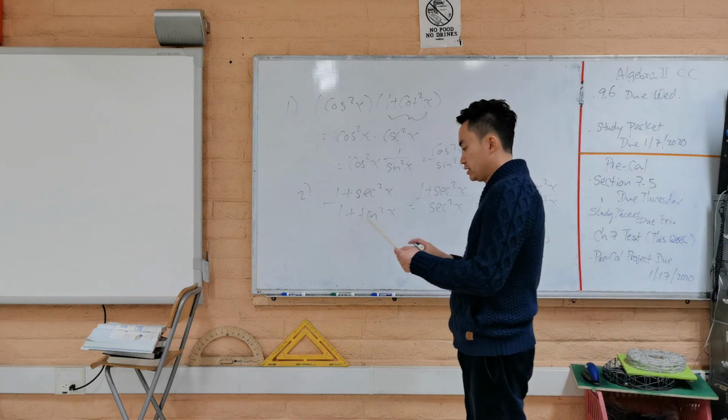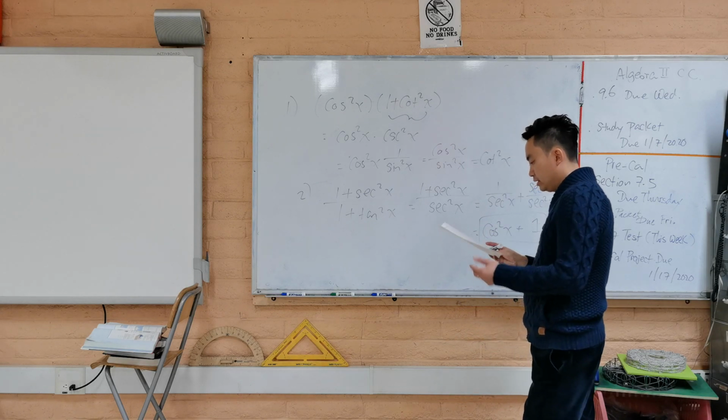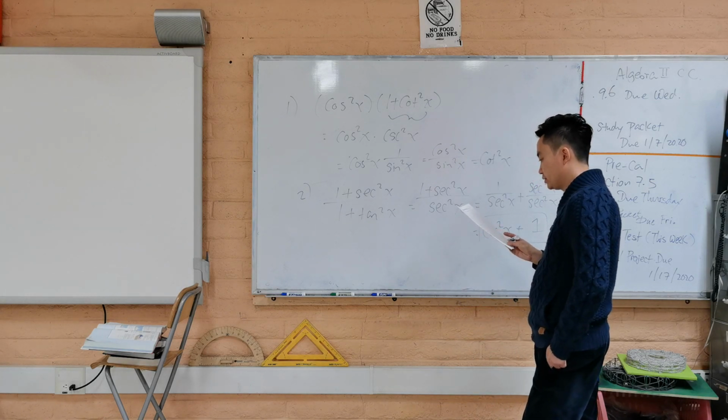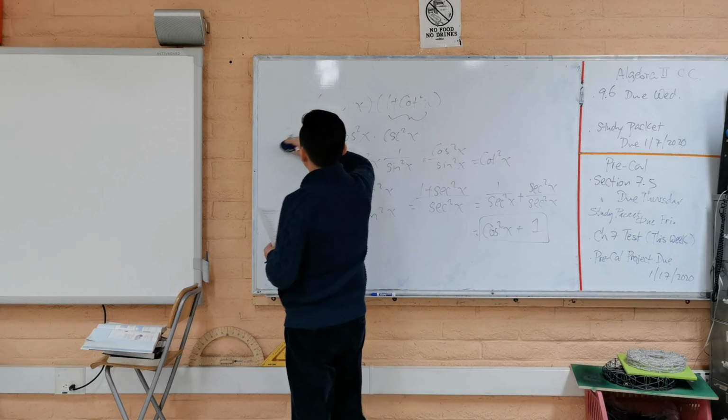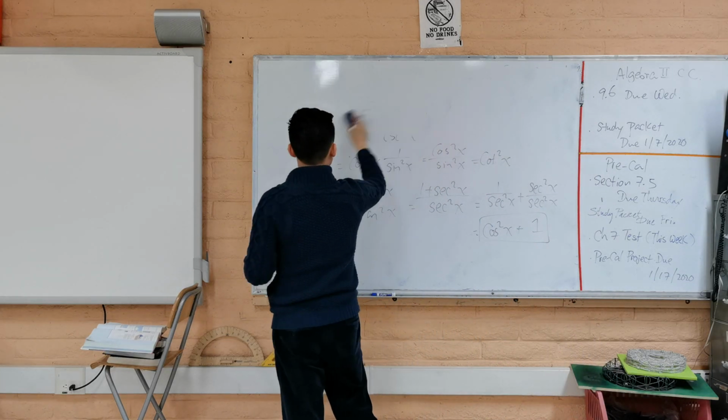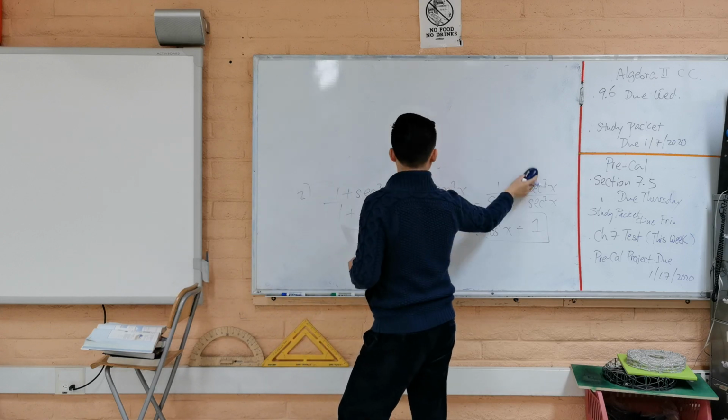Okay, so that's simplifying trig identities. Now let's do another one that's a little more sophisticated. Anytime they deal with cosine with two different angles, or sine with two different angles.